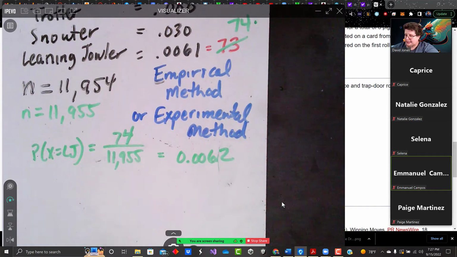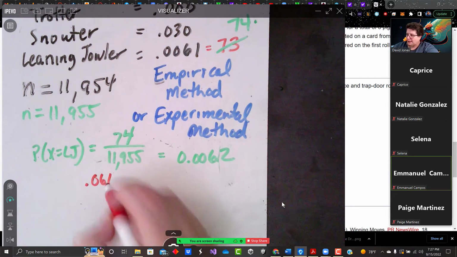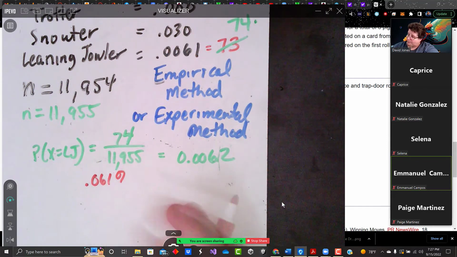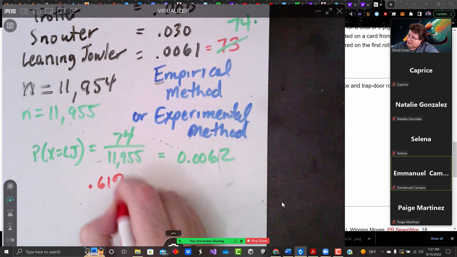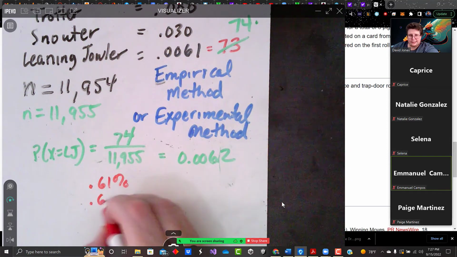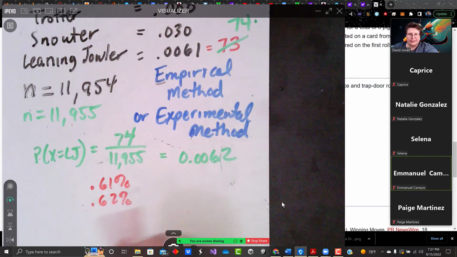Which means the percentage chance went from 0.61% up to 0.62%. Which is not very often. Still not very often. That's the idea of the law of large numbers. If we do it enough times, doing it another time doesn't really change the probabilities much.